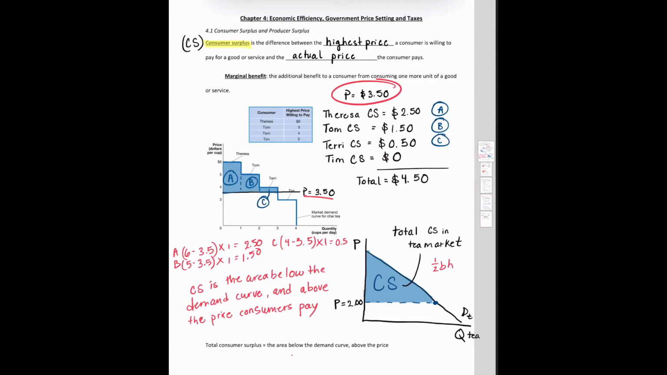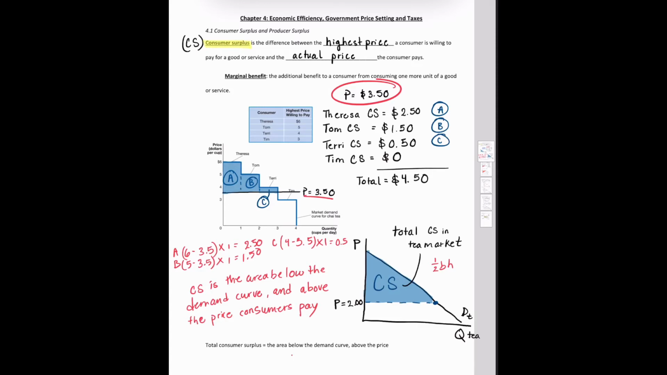So, okay, here it's just an important last note. Total consumer surplus equals the area below the demand curve above the price. That's what I just said. It also measures net benefit rather than total benefit.